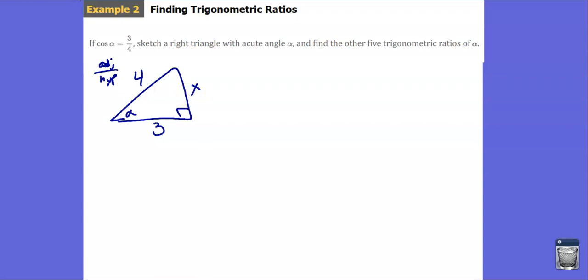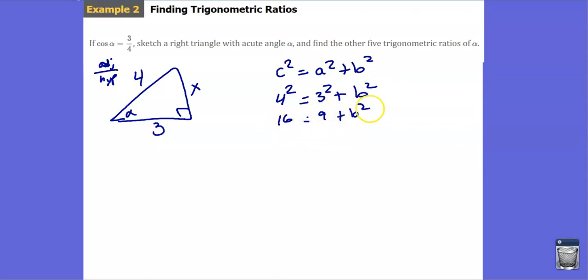So if you remember the Pythagorean theorem, this would be 4 squared equals 3 squared plus b squared. We're trying to find the missing side. So 16 equals 9 plus b squared, and when you solve it, you're going to get plus or minus the square root of 7. But keep in mind, we're talking about measurement, so it can't be negative. All right, so it's automatically square root of 7. So this is the square root of 7.